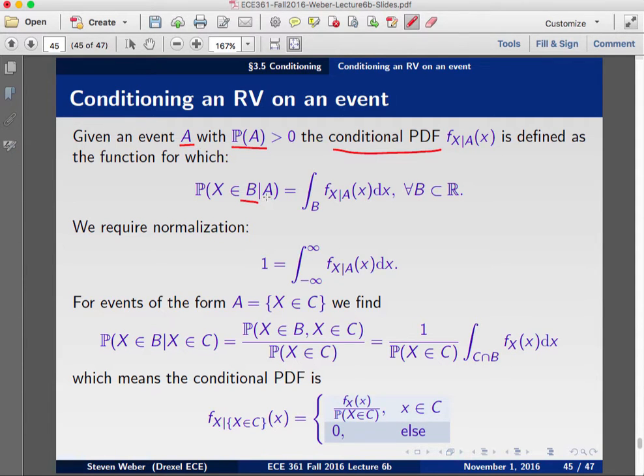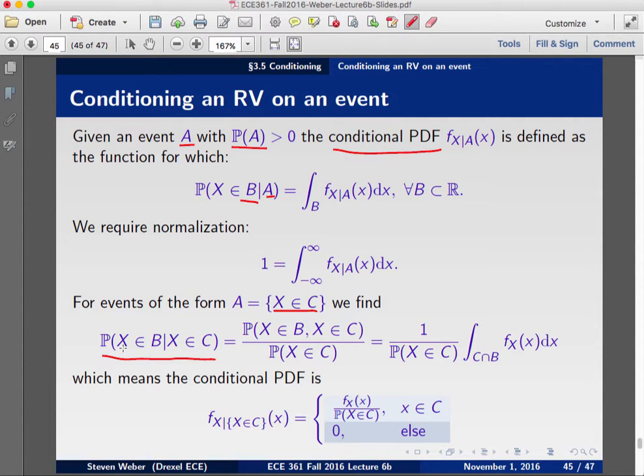If the event A, which is an arbitrary event here, is in fact the event that the random variable x takes value in some set C, then specializing this general definition to that case, what I'm asking for is the probability that x is in some set B, given knowledge that x is in some set C. They might be intervals, might be a union of disjoint intervals, might be an arbitrary set. The definitions apply in all cases.